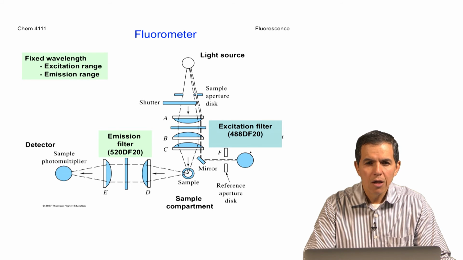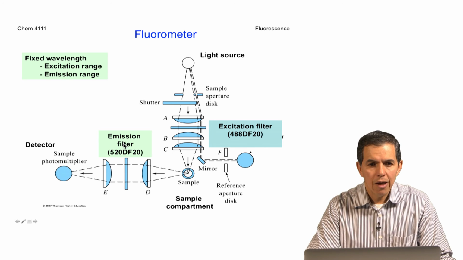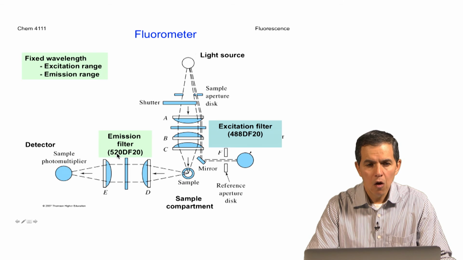498 nanometers. Similarly, to collect fluorescence, we use an emission filter, and as we recall before, the wavelength of emission is longer than the wavelength of excitation, which makes sense with the type of filters that were selected, the 520 DF20 versus the 488 DF20.